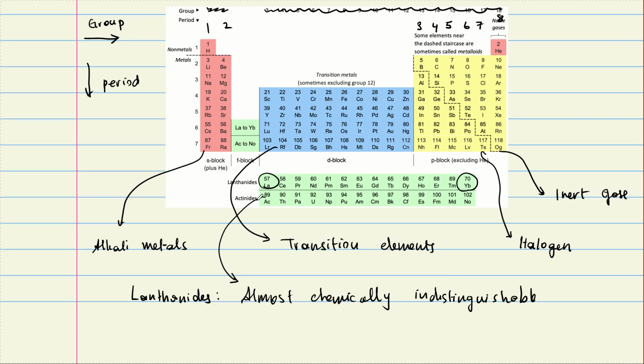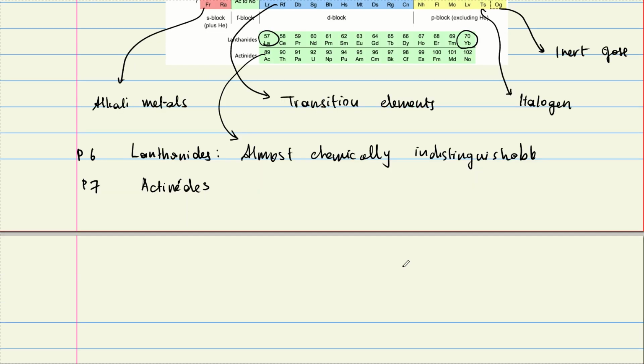And the second row here is also very similar chemically, and we call them actinides. This is actinides. I'm not going to spell it right anyway. The lanthanides are period 6, this is period 7.